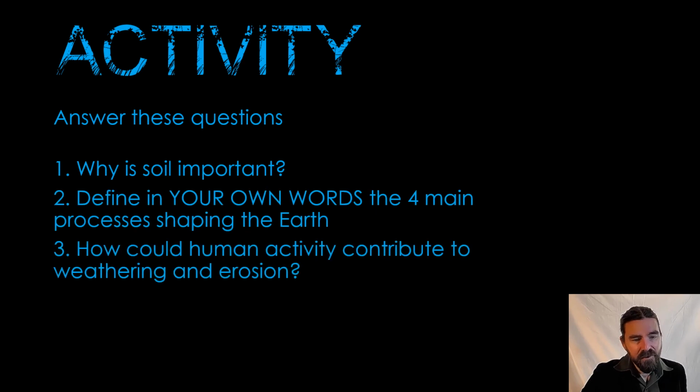Fairly straightforward. Now, when you answer these questions, remember to include the question stem in the answers. So, for example, question 1, why is soil important? You don't need to write the question, you just write, soil is important because, blah, blah, blah. For question 2, you'd write, the 4 main processes shaping the earth are weathering, erosion, transportation, and deposition. But you need to define those 4 things in your own words. Don't just repeat the notes from earlier. And finally, human activity could contribute to weathering and erosion by... what influence do we have over the wind, water, and ice?